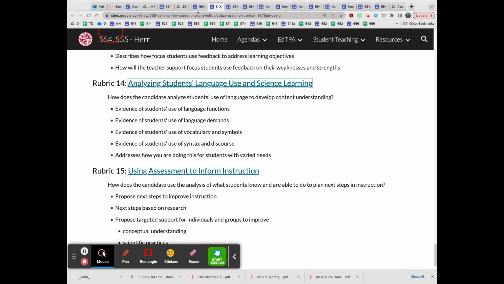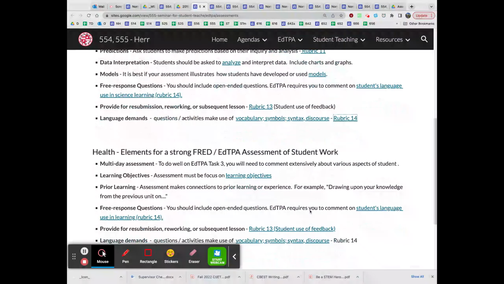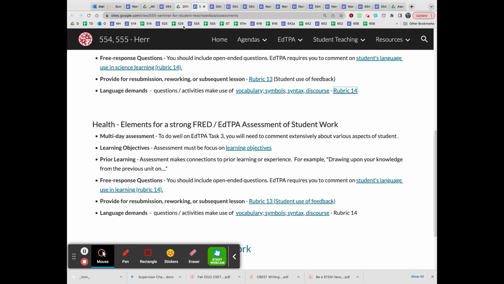So we can see that it's actually very demanding in terms of your assessment. And if you look at health, the health is similar. It's not quite as involved. Make sure you read through the details here if you're doing the health one.